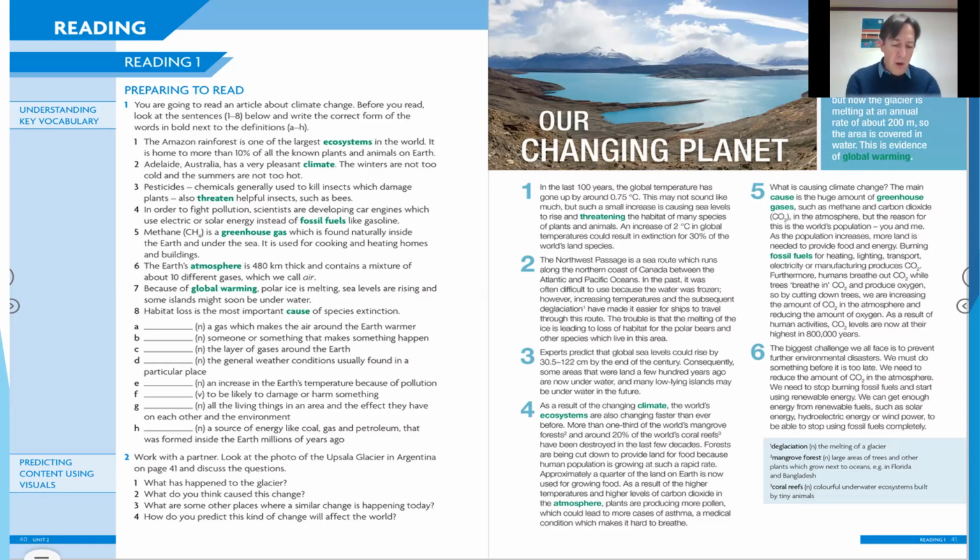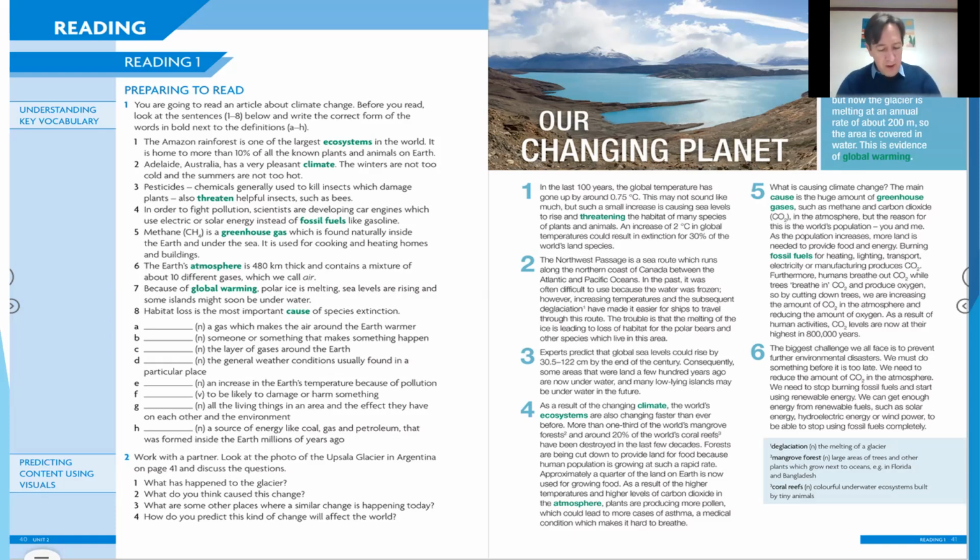B, someone or something that makes something happen. That's cause. C, the layer of gases around the earth. Atmosphere. The atmosphere, if you look at number 6, the earth's atmosphere is 480 kilometers thick and contains a mixture of about 10 different gases, which we call air.